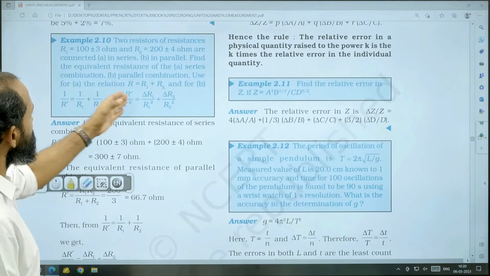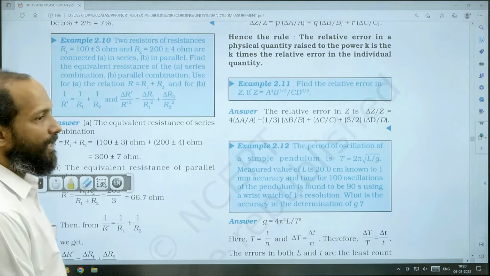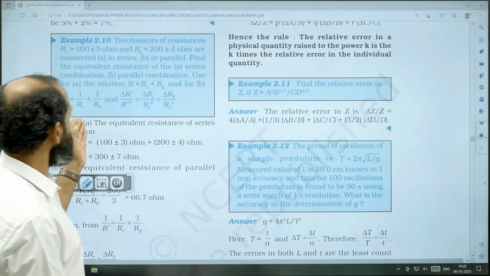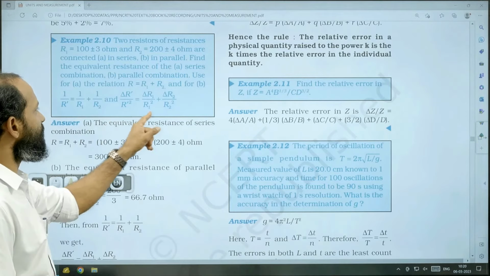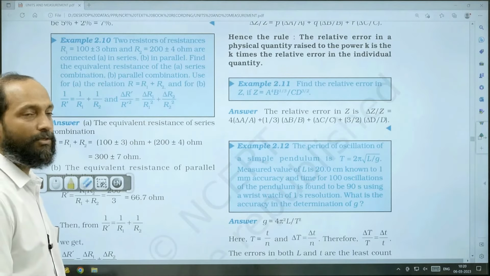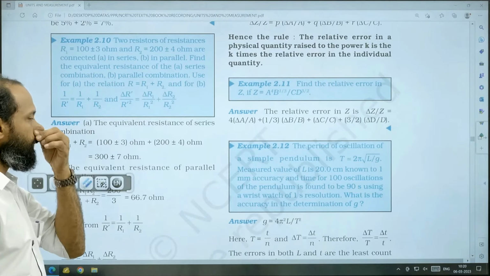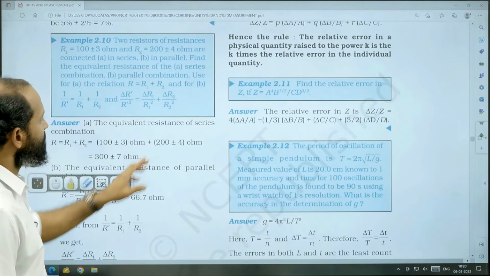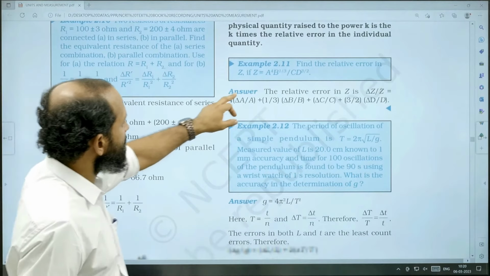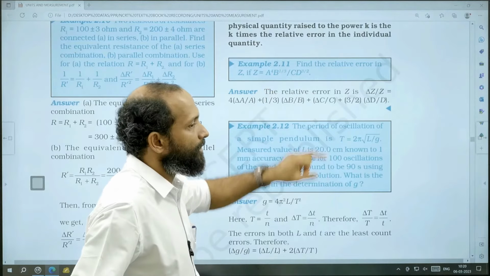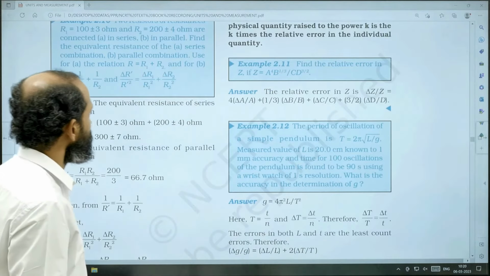Resistances in series: R is equal to R1 plus R2. There is a sum. But in parallel combination, you have to use this equation, 1 by R equal to 1 by R1 plus 1 by R2. Take the first derivative. Then you get this equation. Relative error in Z, where Z is equal to A raised to 4, B raised to 1 by 3, CD raised to 3 by 2. That problem is also important.